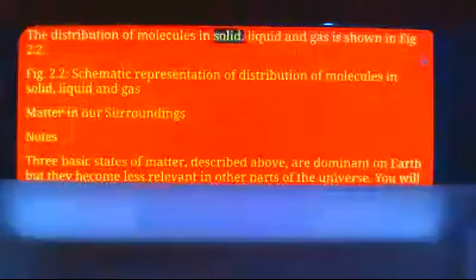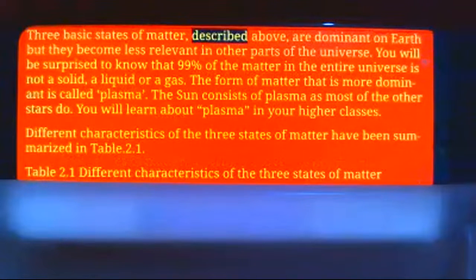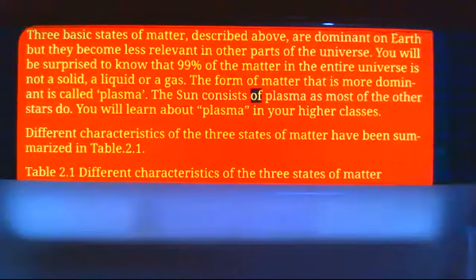The distribution of molecules in solid, liquid, and gas is shown in Fig 2.2. Figure 2.2, schematic representation of distribution of molecules in solid, liquid, and gas. Matter in our surroundings. Notes. Three basic states of matter described above are dominant on Earth, but they become less relevant in other parts of the universe. You will be surprised to know that 99% of the matter in the entire universe is not a solid, a liquid, or a gas. The form of matter that is more dominant is called plasma. The sun consists of plasma, as most of the other stars do. You will learn about plasma in your higher classes.